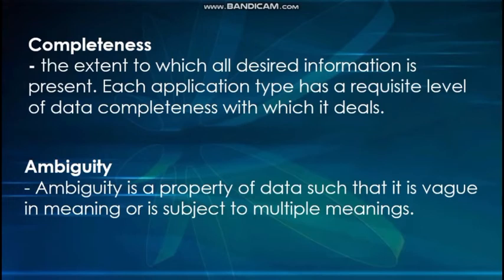Next is ambiguity. Ambiguity is a property of data such that it is vague in meaning or is subject to multiple meanings. Since ambiguity deals with meaning, it is closely related to semantics. So for example, print the sales for July in New York. In this query, New York can mean New York State or New York City. Both answers would be correct. Obvious problems will occur to a person who asks that request for one context, which is the state, and gets an answer for the other context, which is the city.